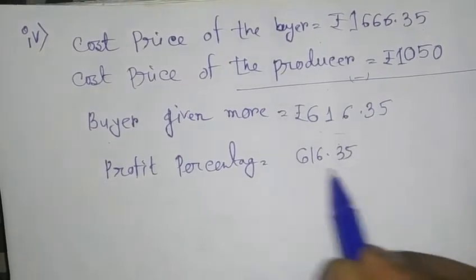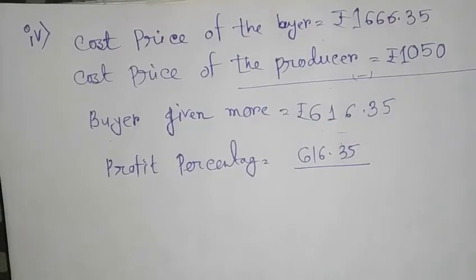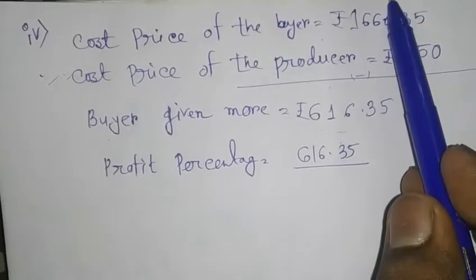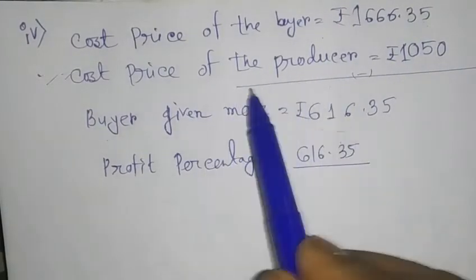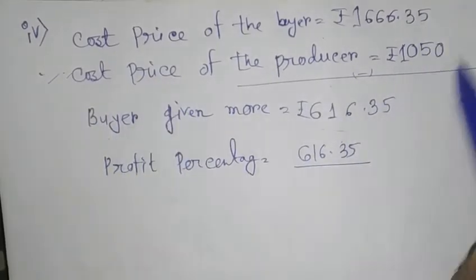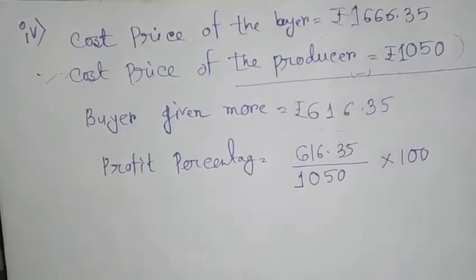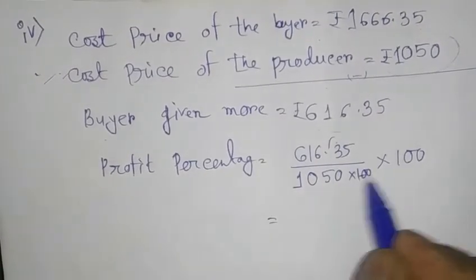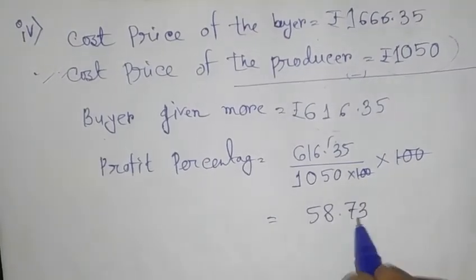616.35 divided by what was the cost price of the producer, this much. Here we need to find the profit percentage according to the cost price of the producer, okay, not to the cost price of the buyer. Most of the students make a mistake here, okay. We need to find the profit percentage according to the cost price of the producer, okay. So it will be 1050 here multiplied by 100, into 100. So if you simplify, the answer will become 58.73%, okay.